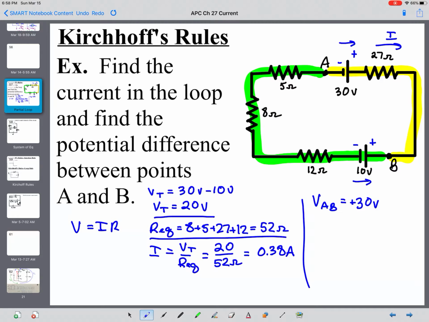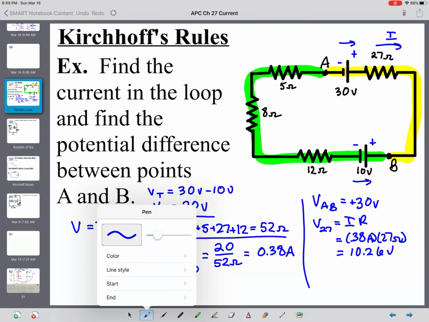So then that voltage across your 27 ohm resistor is going to be an I times an R. So that's going to be 0.38 amps multiplied by 27 ohms. And that's going to give us a number, 0.38 times 27. It's going to give us 10.26 volts. Now, because we're moving in the direction of the current, that's going to be a decrease.